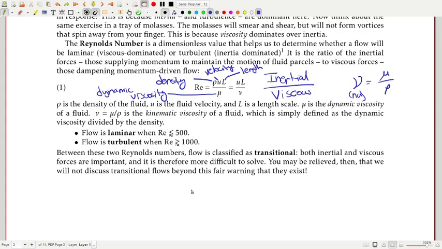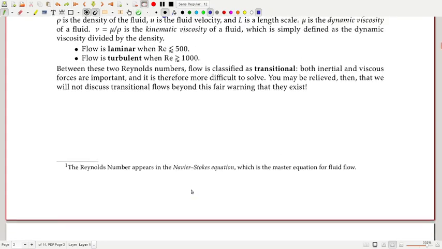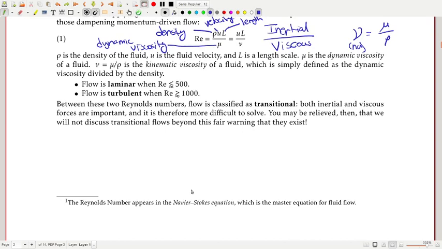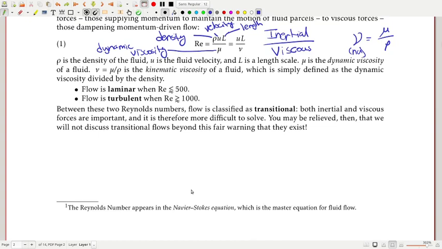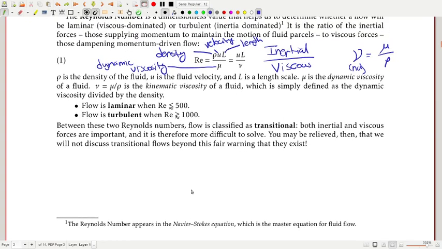But something I will bring up, and I have, I think, in a footnote down here, is that the Reynolds number is something that falls out of a non-dimensionalization of the Navier-Stokes equation, which is the core equation for fluid flow. And that's another important quality of it, right? So it's a dimensionless term, or dimensionless quantity. So the terms in the top in the numerator have the exact same units as the terms in the denominator.